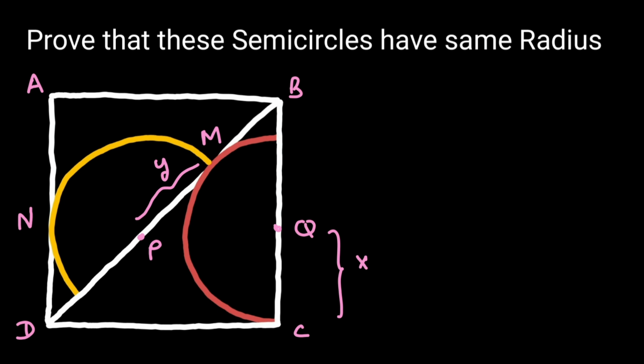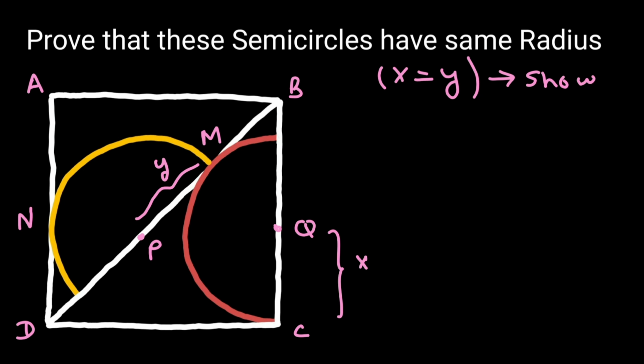Now we can see that the question over here is to prove that these semicircles have the same radius. So as we have taken the radius of these semicircles as x and y, we need to show that x is equal to y. We need to show this particular equation. Now in order to show this particular relation, the first thing that we are going to utilize is that the semicircles are tangent to some of the straight lines.